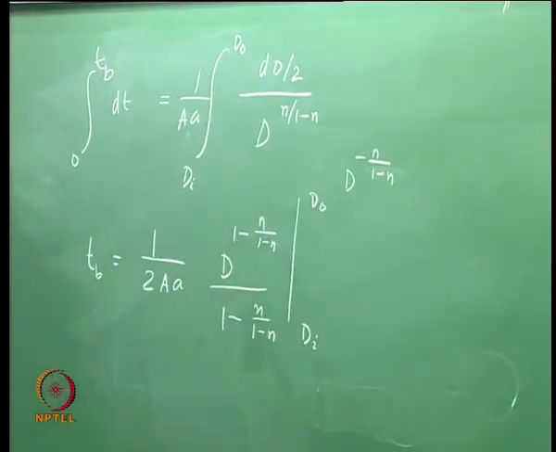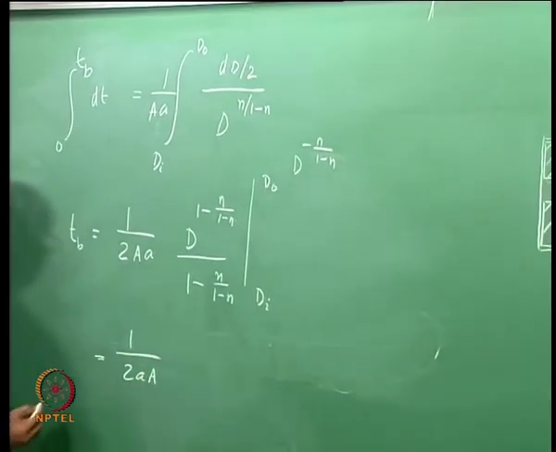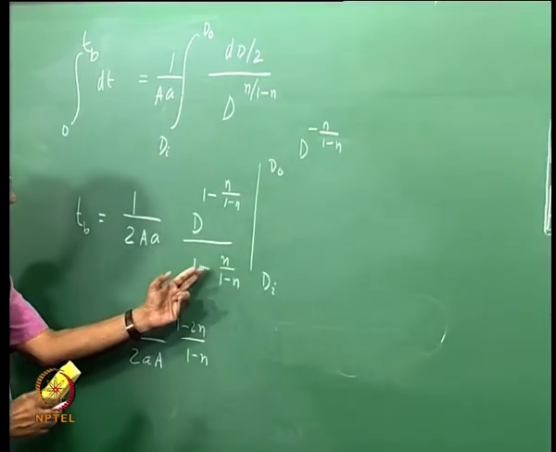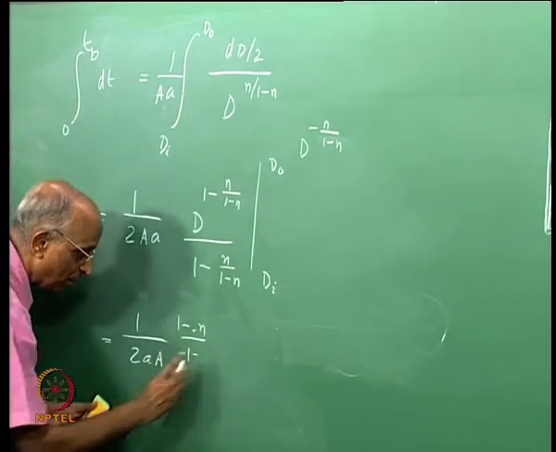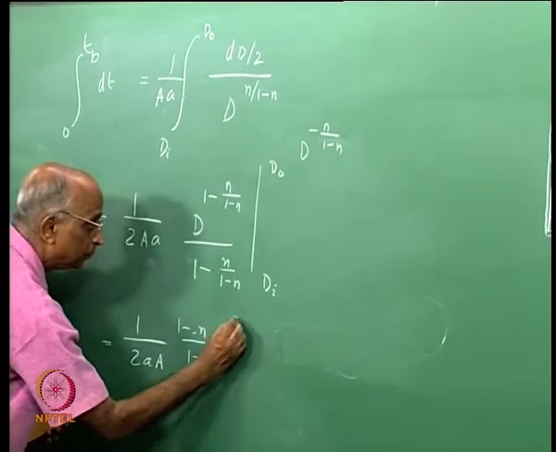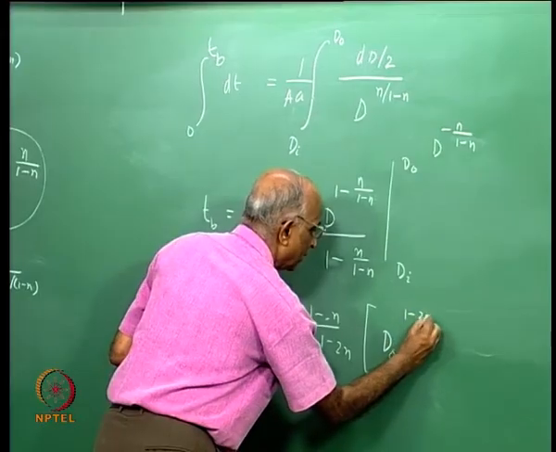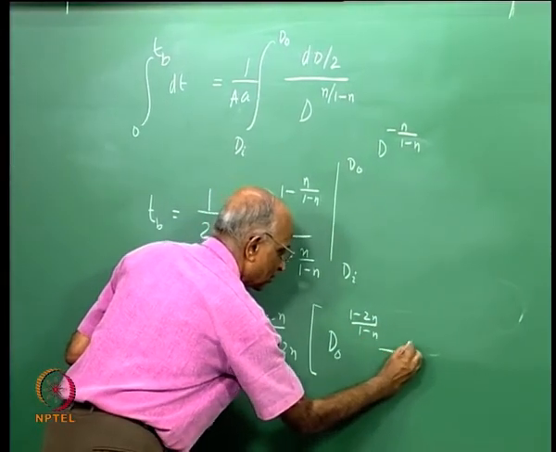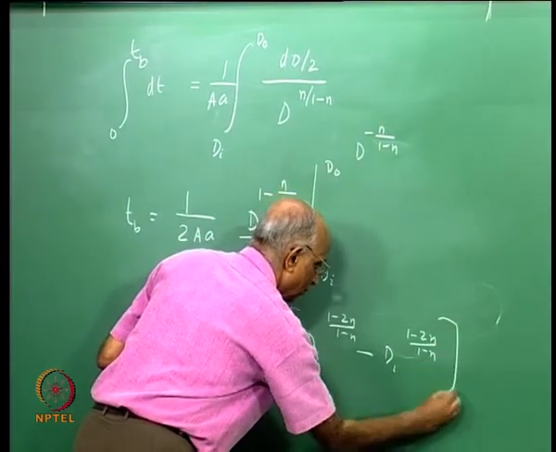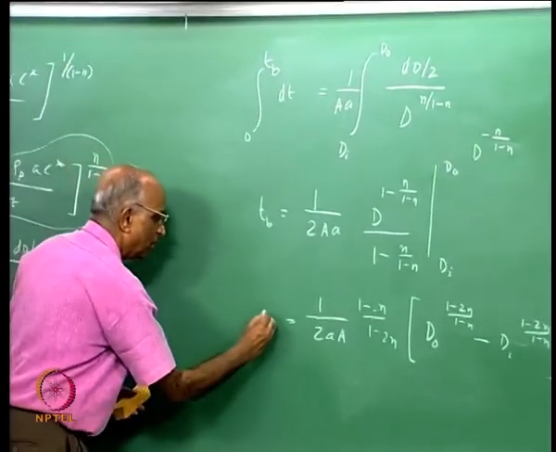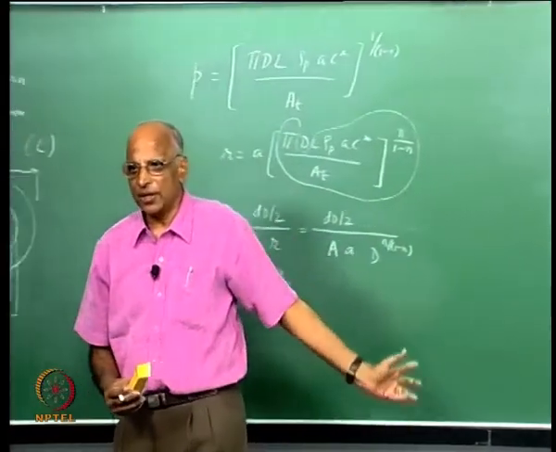What is the final value therefore? This is equal to 1 by 2a into 1 minus 2n divided by 1 minus n, that means 1 minus n divided by 1 minus 2n in the denominator, I am sorry, into dO to the power 1 minus 2n divided by 1 minus n, minus di to the power 1 minus 2n divided by 1 minus n. This is the time taken for the burning rate. It is possible to have a closed form expression, and this is the value. Please check whether there are any mistakes in this.